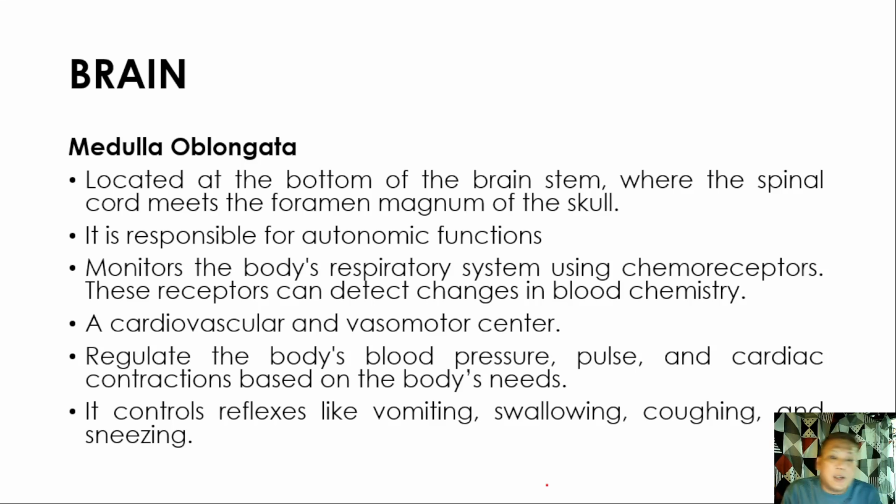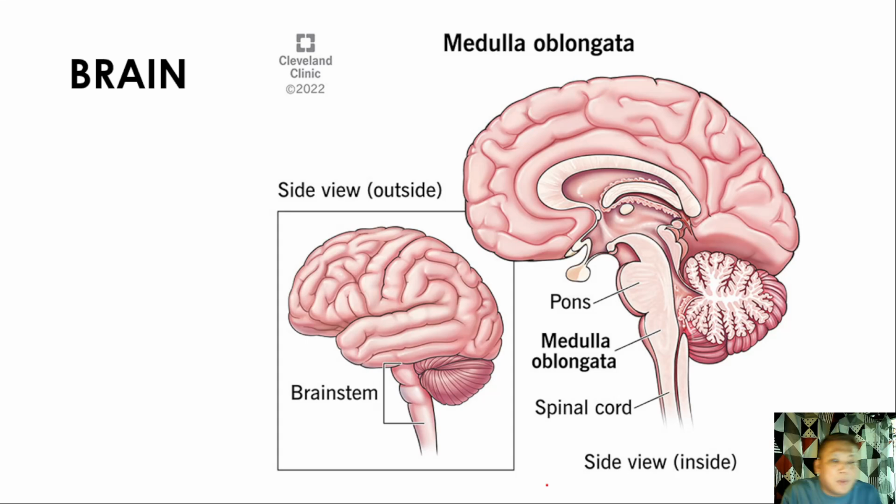So, it monitors the body's respiratory system using chemoreceptors, di ba? These receptors can detect changes in your blood chemistry. Cardiovascular or vasomotor center, di ba? Pagtaas, pababa ng BP. It regulates the body's blood pressure, pulse, and cardiac contraction based on the body's needs. So, ibig sabihin, siya yung magsesend ng signal. Halimbawa, kulang yung blood volume. So, sabihin niya, oh heart, bilisan mo yung tibok ng puso mo para ma-supply yung mga kailangan na oxygen ng different organs ng isang tao. Also, it controls reflexes like vomiting, swallowing, coughing, and sneezing. So, di ba, ang daming trabaho ni medulla oblongata.